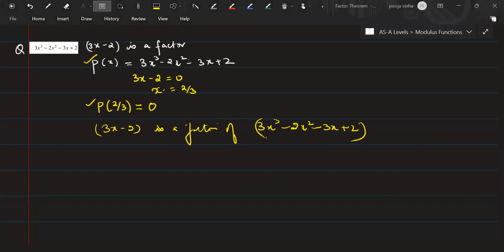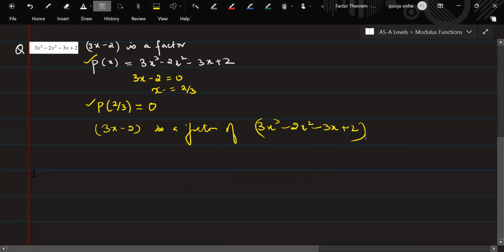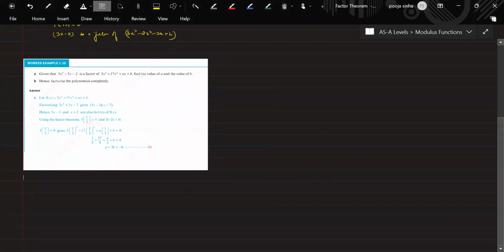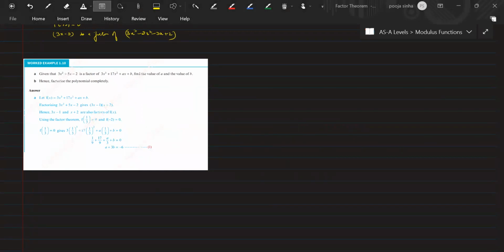Now our next type is here. This is a very, very common question. If you get a question on polynomials, you will definitely get this kind of a question. Which one? I'll just show you. I'll explain this first, and then in the worksheet that I will give you, there are a lot of questions on this. So when I'm not here, you will be practicing that.